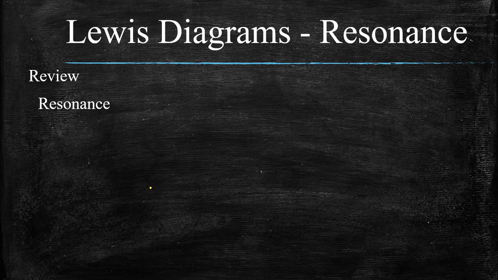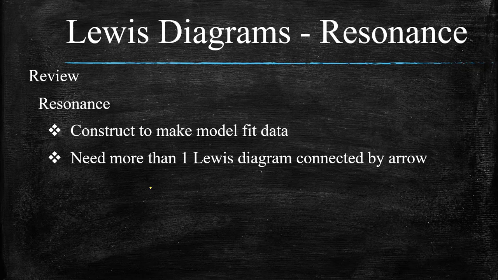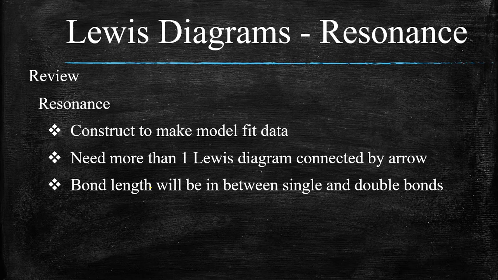So to review, resonance is a construct to make the model fit the data. It's not real life, but it's the best we can do. It's a model. You're going to need more than one Lewis diagram. Don't forget to connect them by an arrow. And if they're ions, don't forget the brackets and the charge. The bond length will be in between a single and a double bond.